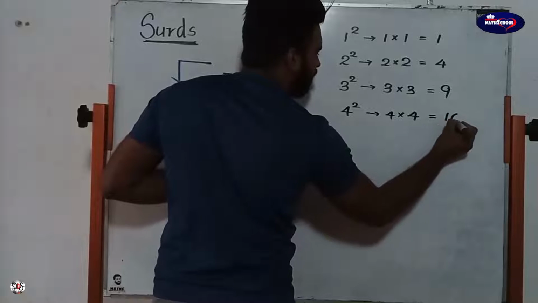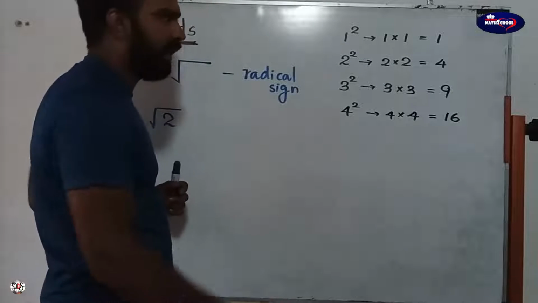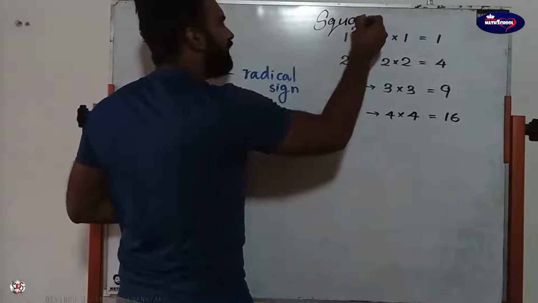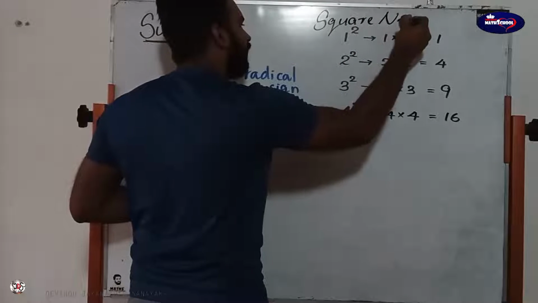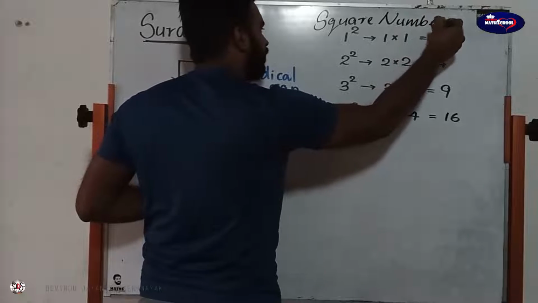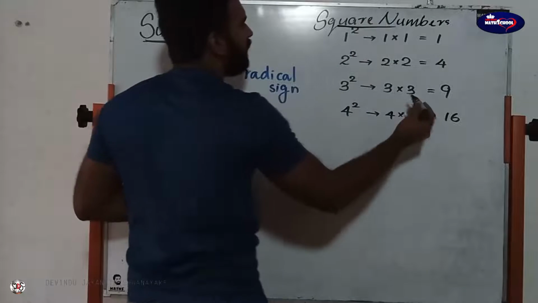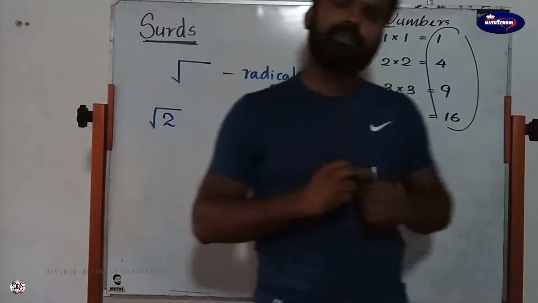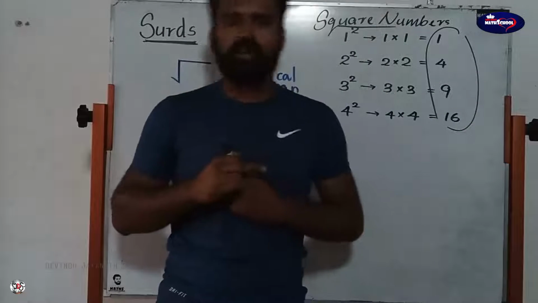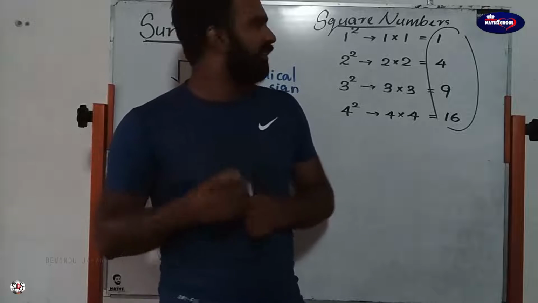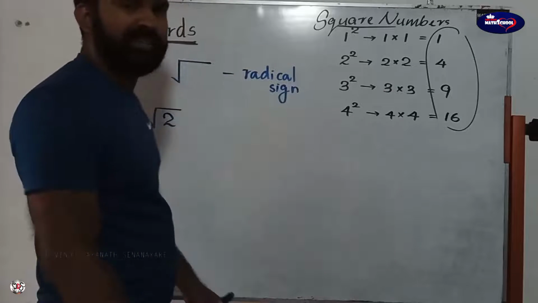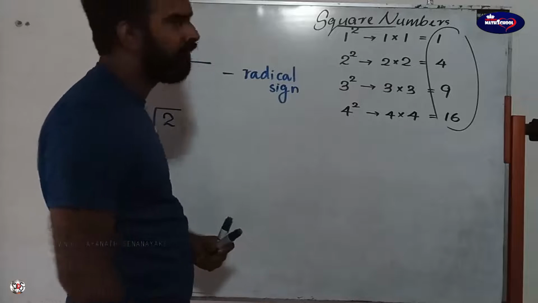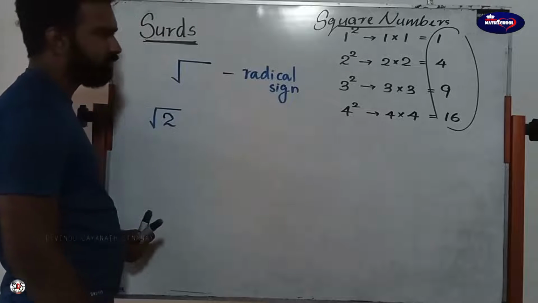I discussed these things on the previous day. Can you all remember? The square numbers, we discussed what square numbers are. So, my dear, these are the square numbers: 1, 4, 9, 16, 25, 36, 49, 64, 81, 100. Likewise, you got many square numbers. Any whole number multiplied by itself gives a square number.